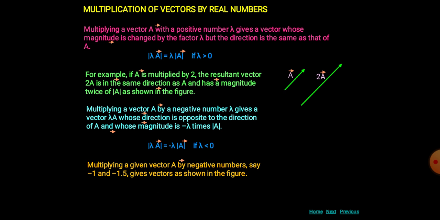Here we have to multiply the vector a by a negative number. I am taking minus 1 as a negative number. So minus 1 into a is what? Minus a. And minus 1.5 into a, we can write minus 1.5 times a. Observe in the figure, we have taken vector a into minus 1. What is this? Minus a. But observe the direction, it is in the opposite direction. Minus 1.5 a is also in the opposite direction. So this is the multiplication of a vector by real numbers.